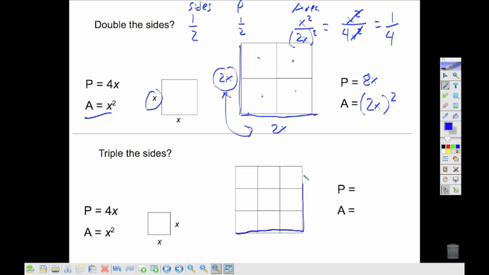Same thing would happen if we triple the sides here. If I think of this as x and x, this would be 3x and 3x. The perimeter then is just going to be tripled. So instead of 4x, I now have a perimeter of 12x. And so I still have a ratio of 1 to 3. My area, though, has increased by 9, so it's 9x squared. And so my ratio from the areas, I would square that. The first one was 1, the next one is 9, or 3 squared.